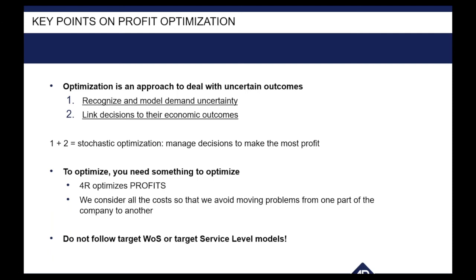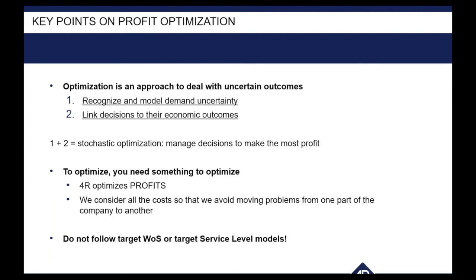So we are not, for example, increasing the size of a case pack or a pallet because it's cheaper to ship, even though it may hurt us somewhere else. This is global profit that takes into account all the cost components, all the profit components. That's exactly what 4R does. The optimization is focused on the profit, and we consider all the costs so that we avoid moving problems from one part of the company to another, which is another way of saying optimizing locally at the global detriment. This is global optimization.